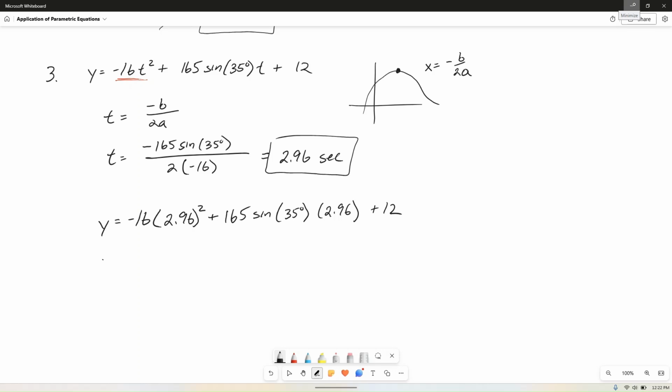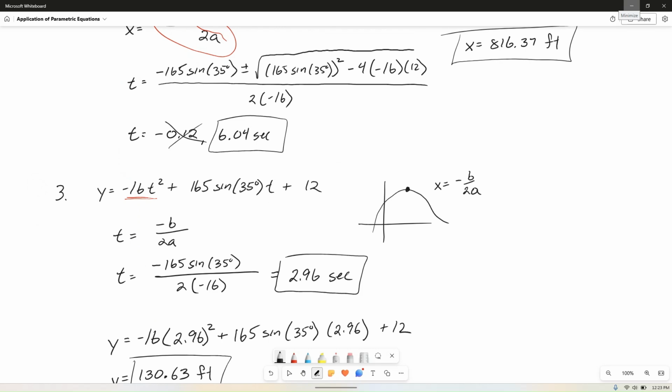If I compute that on my calculator, using technology, I will get a result of 130.63. And so that is the y value, which, if you look at the units in the problem where everything was in feet and seconds, is 130.63 feet. That's the highest this ball will ever get. And it happens after just short of 3 seconds. After 2.96 seconds, it will hit its maximum height. And again, it will hit the ground after 6.04 seconds, in which it's traveled a horizontal distance of 816.37 feet.